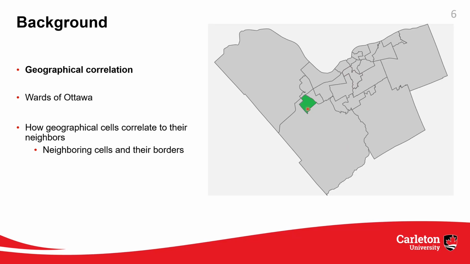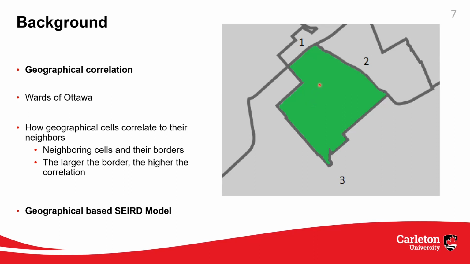So if we take a look at this cell here in the middle in green, it has 3 neighbors. Now, the length of the border defines how much of a relation it has to its neighbors. So the base cell here has a correlation with its neighbor here in 1. It has a slightly higher correlation with number 2, but it has the most correlation with its neighboring cell to the south, cell 3.